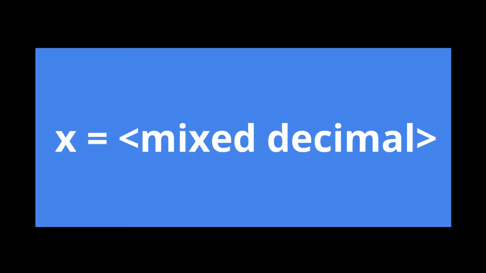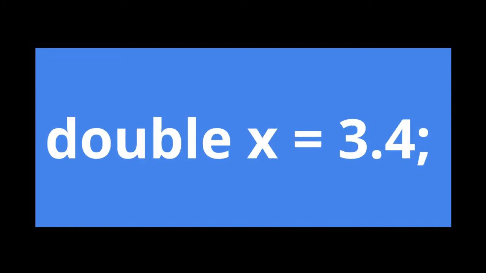In this video, we are going to go over double variables. Before we jump right in, let's just do a little review on what they are. A double variable is a variable that can only be equal to a mixed decimal, for example, 1.3 or negative 0.5. Now let's jump into how the double variable looks inside of code.